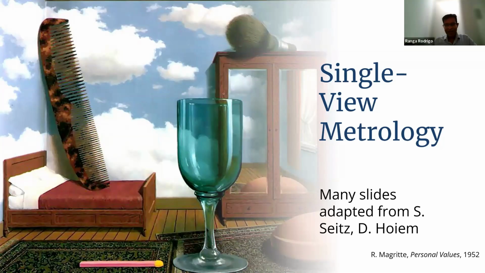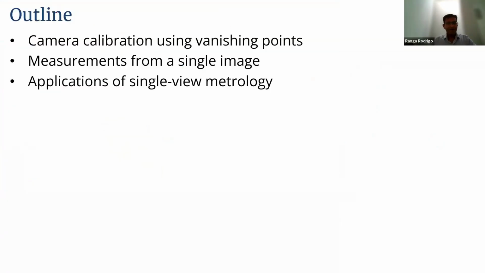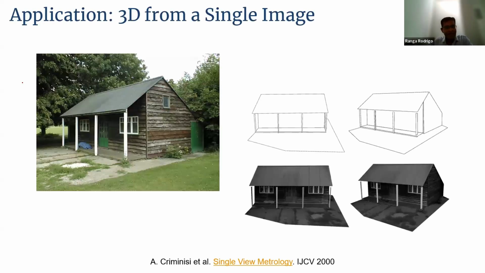Today we will look at single view geometry: when you just have one camera, how to measure things and how other parameters can be computed. And then we will look at the second part of convolutional neural networks. So that is the plan for today. We briefly look at camera calibration using vanishing points and measurement from a single image and applications of the single view methodology.